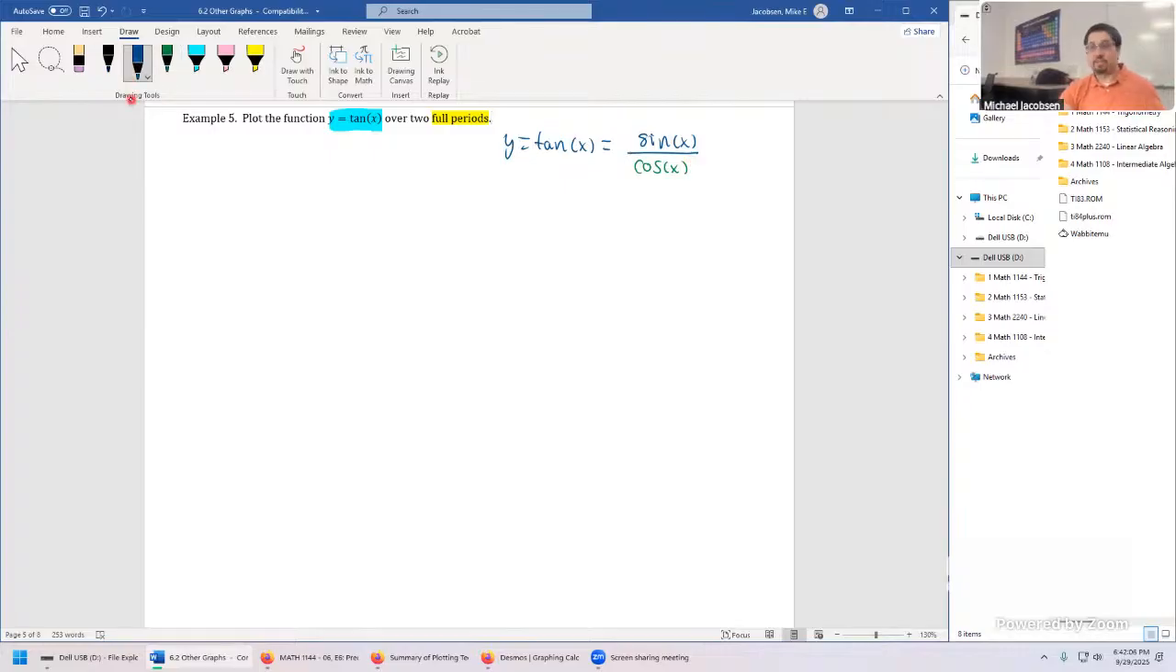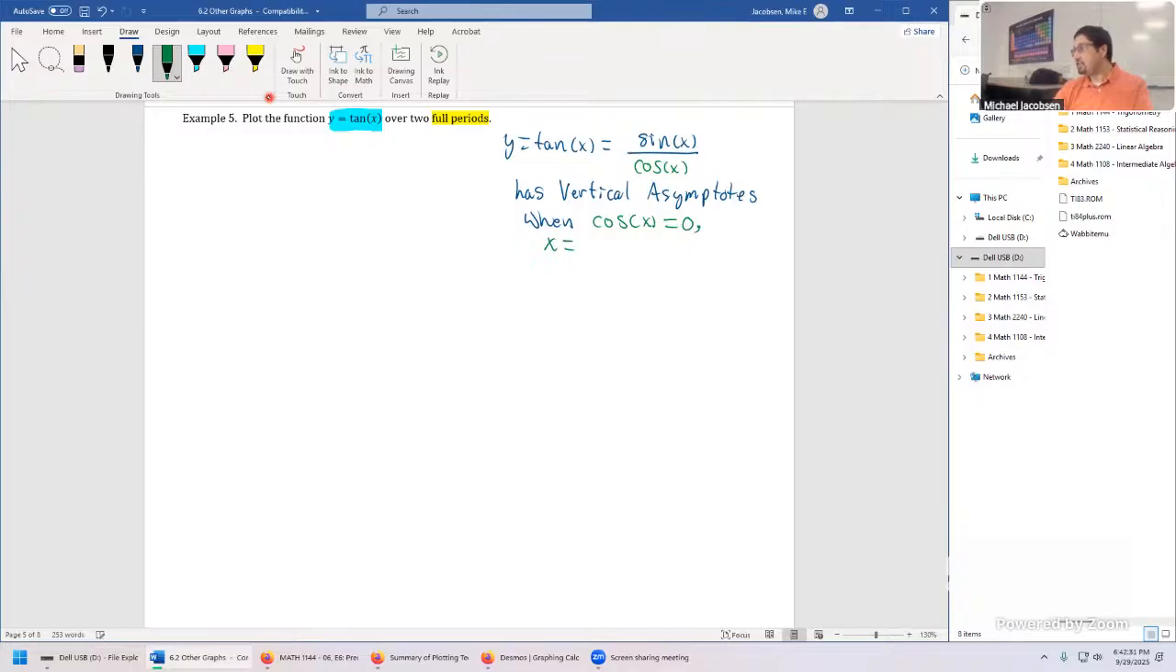So we can say that y equals tangent x has vertical asymptotes when the function of the denominator, cosine x, equals 0. And this will be the same deal as with secant. This will be when x is equal to positive or negative pi over 2, positive or negative 3 pi over 2, positive or negative 5 pi over 2, and so on. I never seem to write enough space for 7 pi over 2.